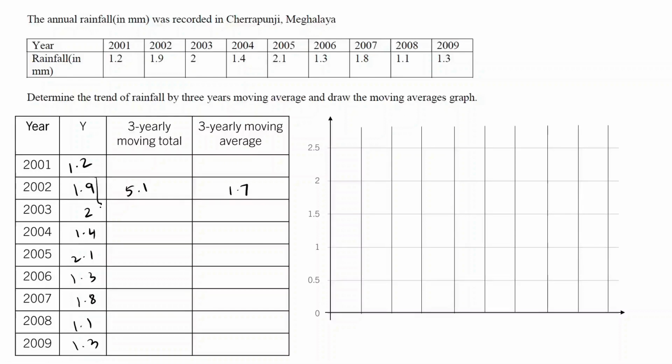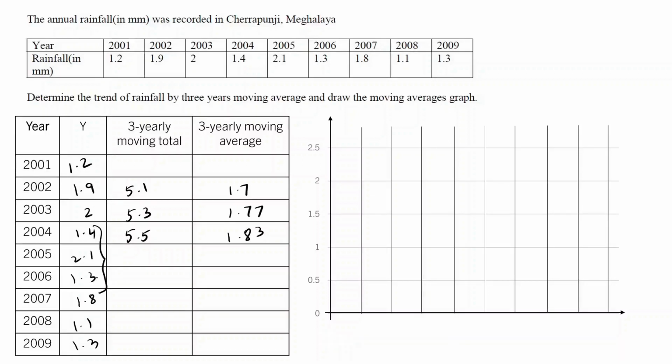Then for the next year, we have to add these 3: 1.9, 2 and 1.4. The sum is 5.3. Then the 3-yearly moving average is 5.3 divided by 3, 1.77. Then the 3-yearly moving total is 2 plus 1.4 plus 1.1, so it is 5.5. Then 5.5 divided by 3 is 1.83.